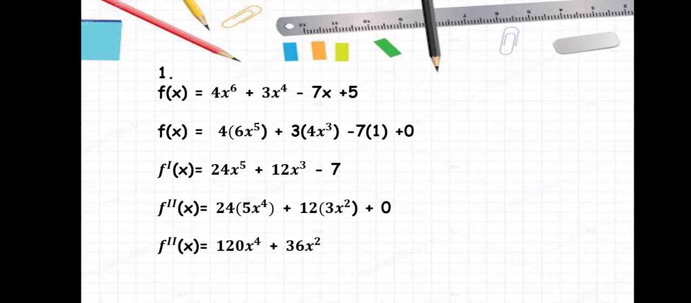Next, we are going to simplify. So 24 times 5x raised to 4 is 120x raised to 4, plus 12 times 3x squared is 36x squared. So our second derivative of this function is 120x raised to 4 plus 36x squared.